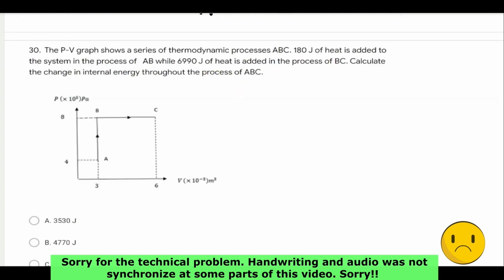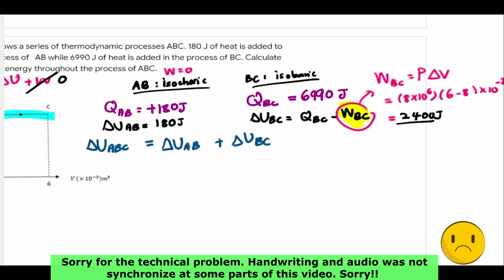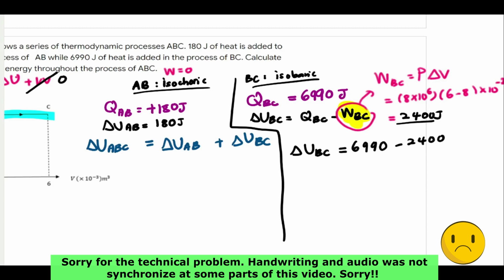Alright, now the last question. Here we have a PV graph and we have process A to B. A to B here. And then we already have WBC. It does not fit, so I draw a line. So delta UBC is equal to QBC, which the question has given, minus the WBC from earlier.